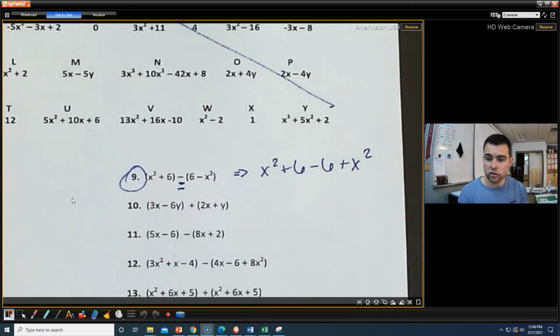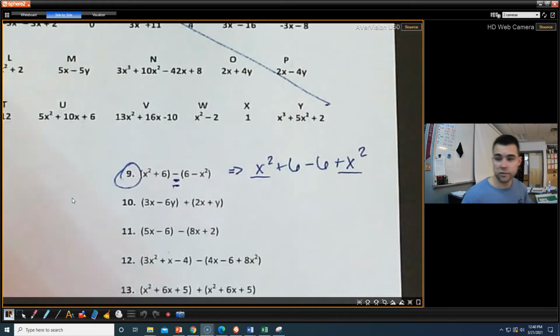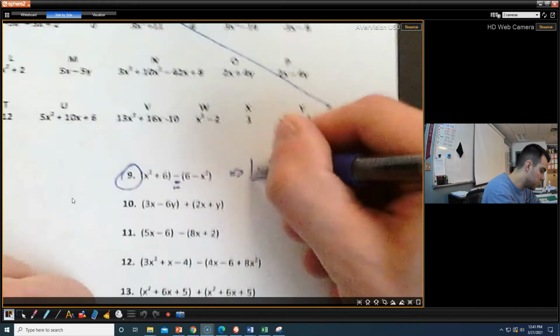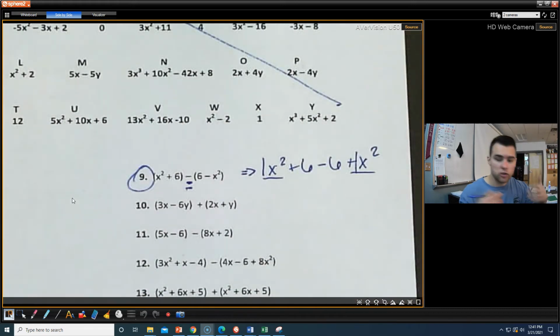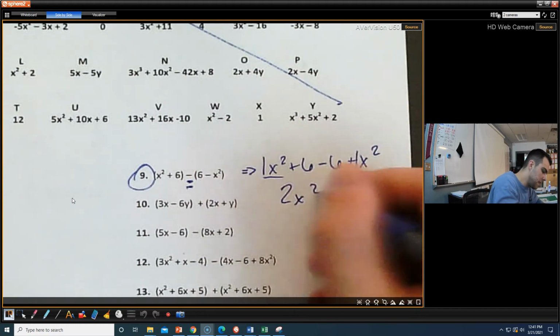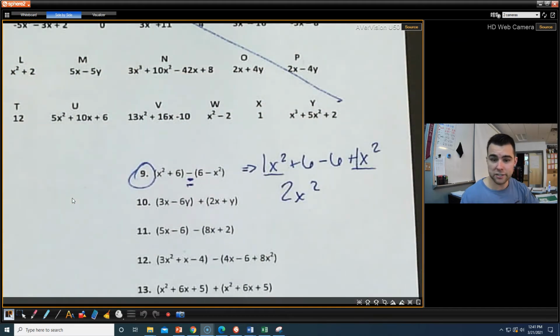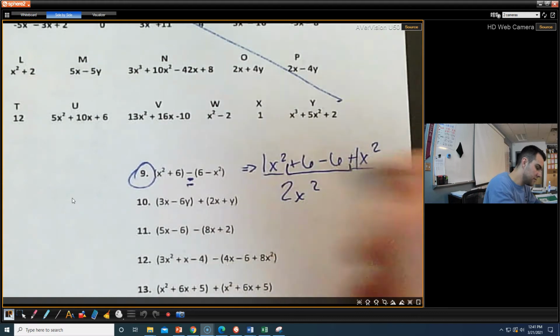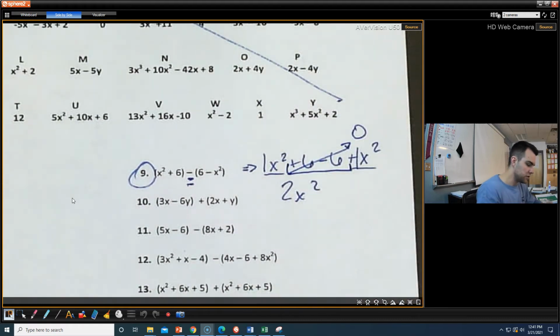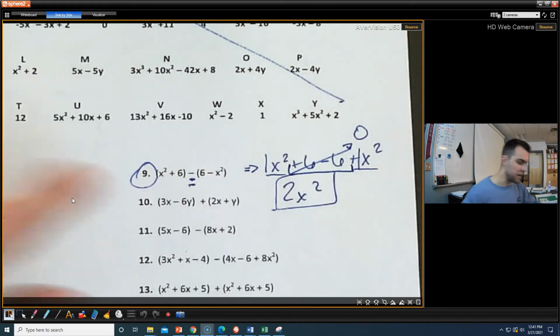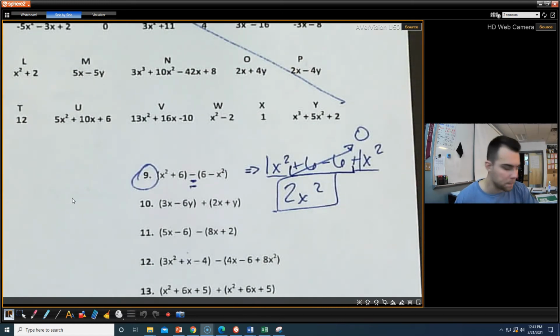My parentheses is dropped. Let's combine like terms. X squared plus x squared, that's 1x squared plus 1x squared. So that gives me 2x squared. And then 6 minus 6, this part right here, is just 0. So our answer is 2x squared for number 9. Okay. Let's look at number 12.